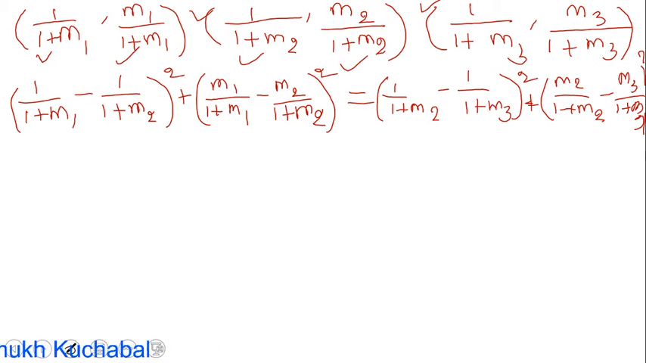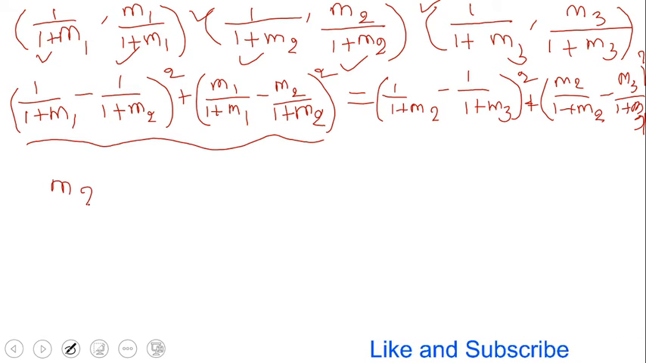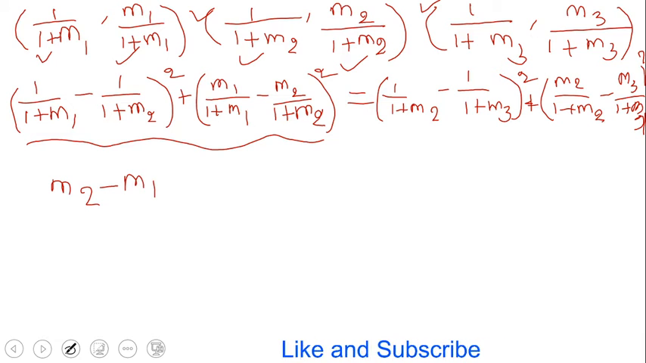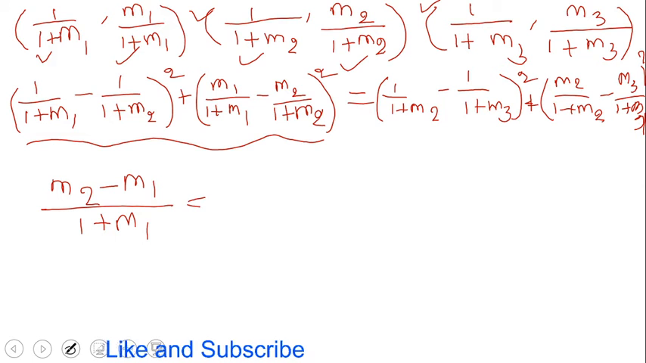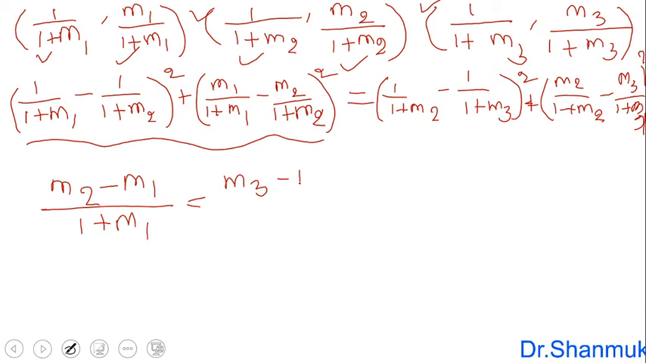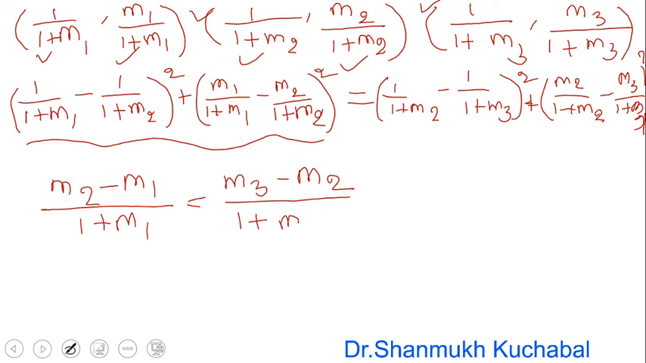Okay, so we'll simplify the LHS part. This is our LHS part; we will simplify it and then we will get the solution as m2 minus m1 divided by 1 plus m1. Similarly the RHS part we will simplify. Just the notations are changed, you can see that clearly. So we will get m3 minus m2 divided by 1 plus m3 here.